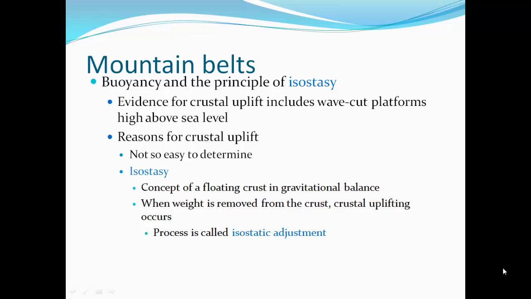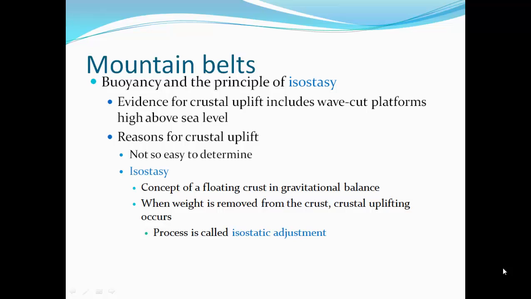Mountain belts, again: buoyancy and the principle of isostasy. Evidence for crustal uplift includes wave-cut platforms. On a coastline, where you see where the shore is, and you look along the cliff and see where there used to be a shoreline, or you look a little higher and see where there used to be another shoreline, those are wave-cut platforms above sea level. So that's evidence of uplift of those rocks being pushed up.